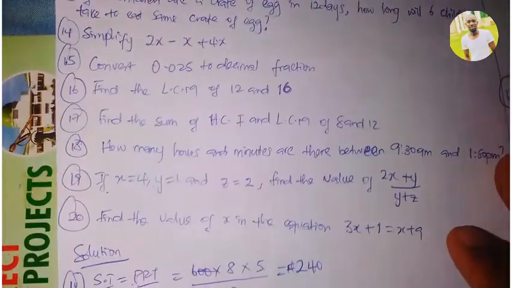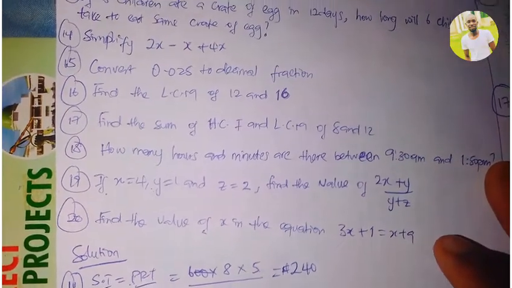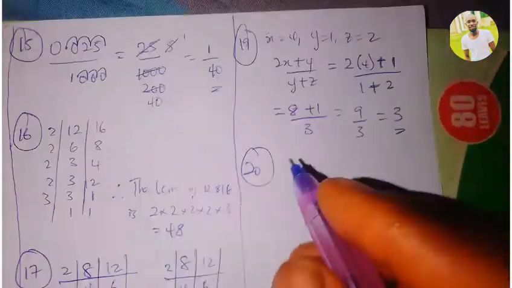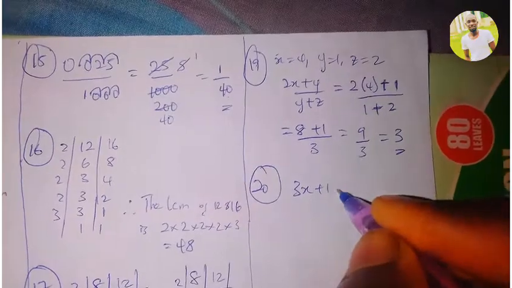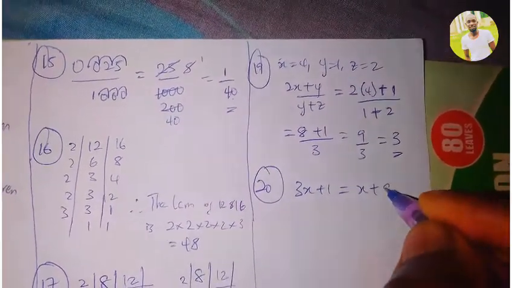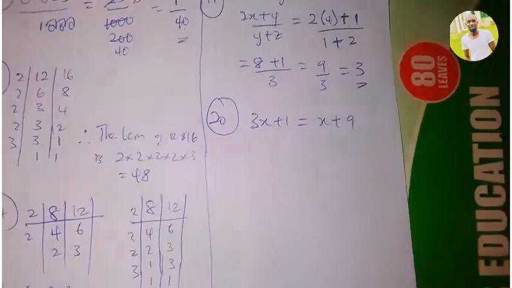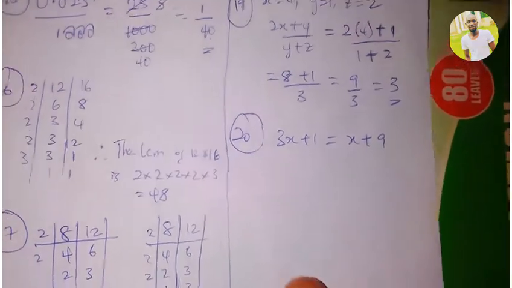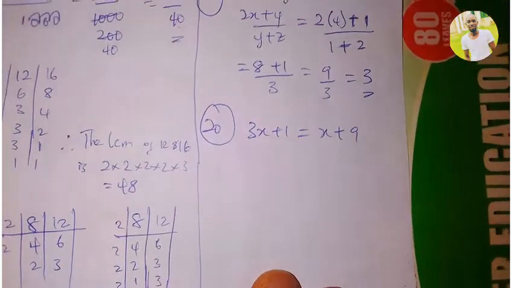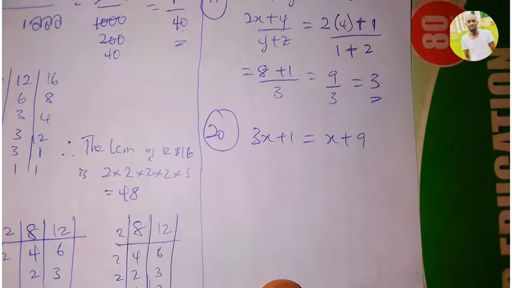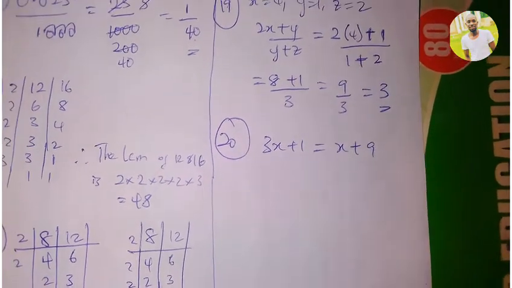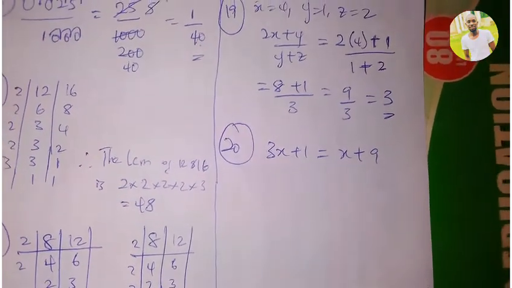Number 20, which is the last question, says: find the value of x in the equation 3x plus 1 equals x plus 9. Let's rewrite the equation: 3x plus 1 equals x plus 9. Now, if you have done simple equations, you'll be familiar with this, because this is a similar example of a simple equation, which at a little advanced level we call a linear equation.